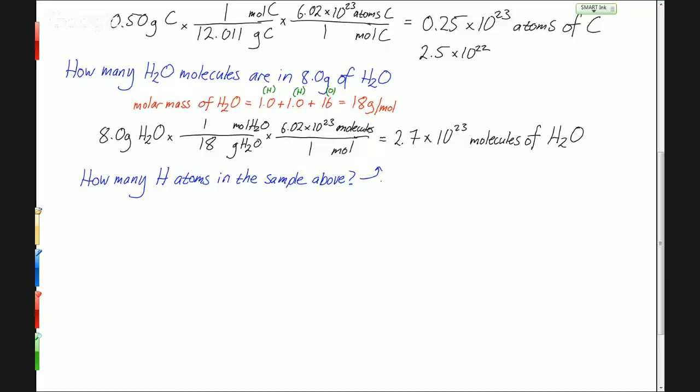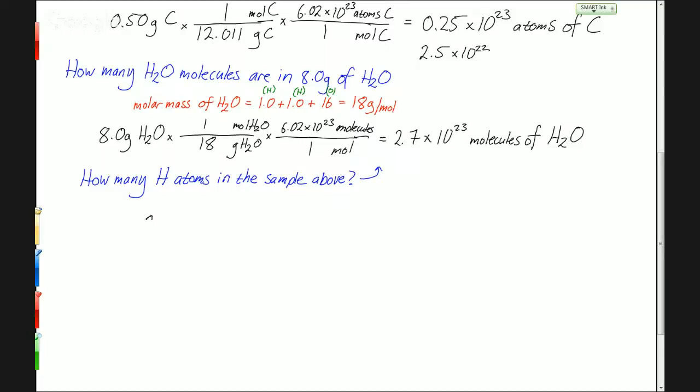If this gets confusing in your head, go back to dozens, because we're more used to dozens. So if you had a dozen water molecules, how many hydrogen atoms would you have? 24. You see why? There's 2 hydrogens per molecule. So you're always going to have twice as many hydrogen atoms as you have water molecules. So it's the same thing here.